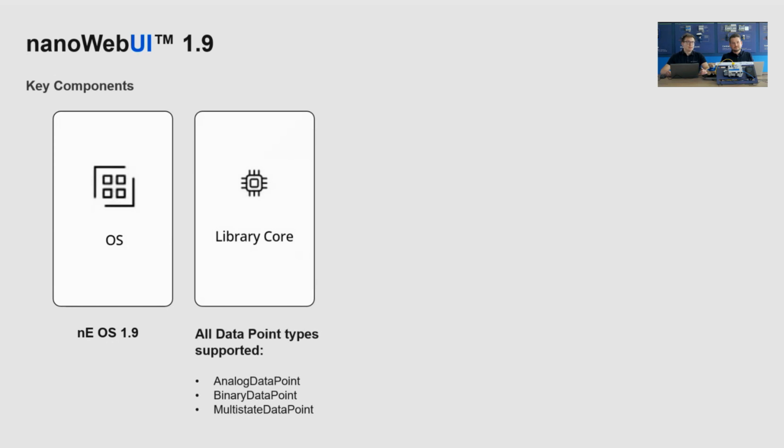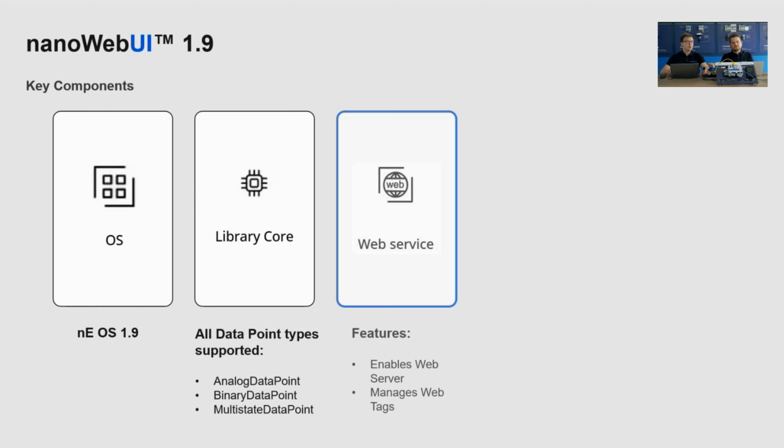Together with the operating system, out of the box, we've got the library core. It's the core library, the most important library, where you can find the data points: analog, binary, and multi-state. But what's new in 1.8? We have released the new web library. The web library contains a web service, and the web service is a place where you can enable the web server feature and also manage web tags. You can have batch management of multiple tags and multiple data points.